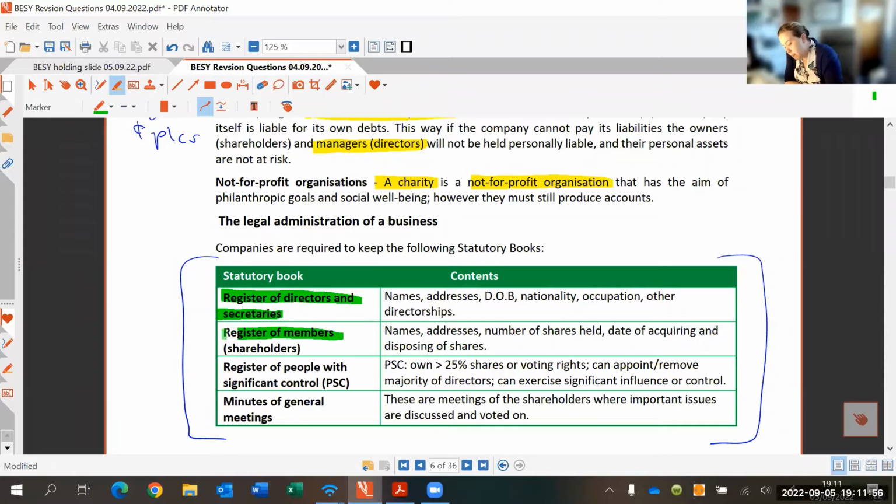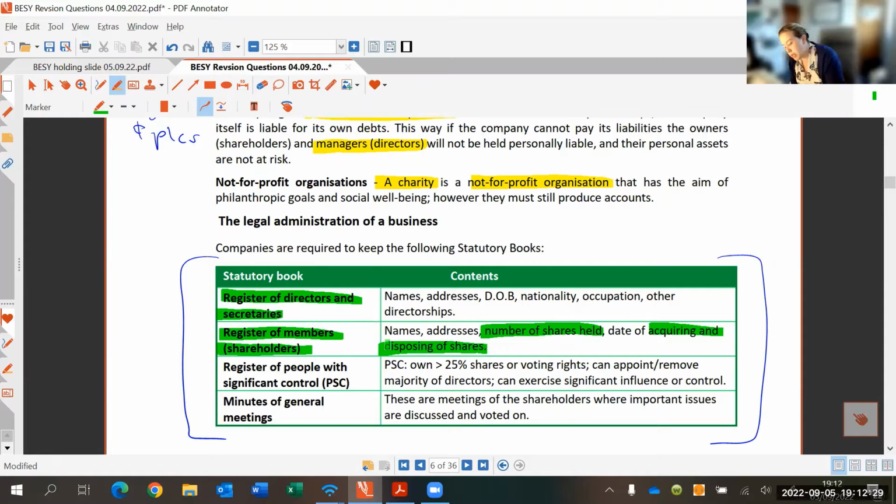They also have to keep a register of their members. So that's a register of all the shareholders. It has to show things like the number of shares they hold. So does one shareholder have maybe a controlling interest? They may have more than 50% of the shares in that business, and therefore they have control over decisions that may be made. And you also have to know if they've bought and sold shares in that business and when that happened.